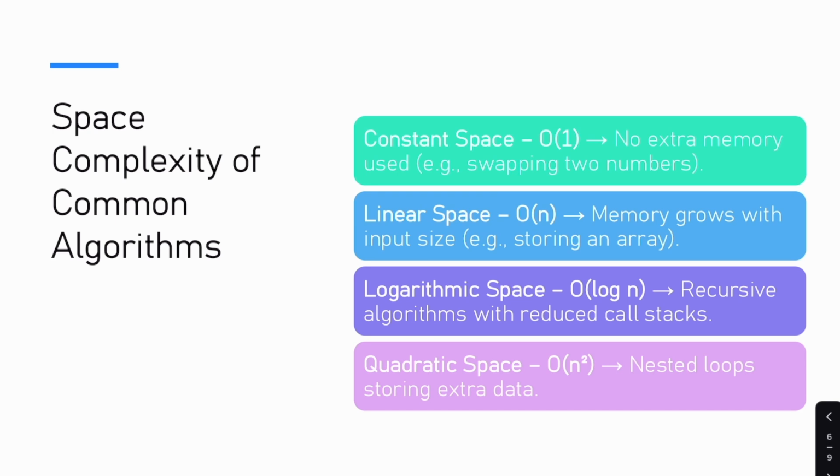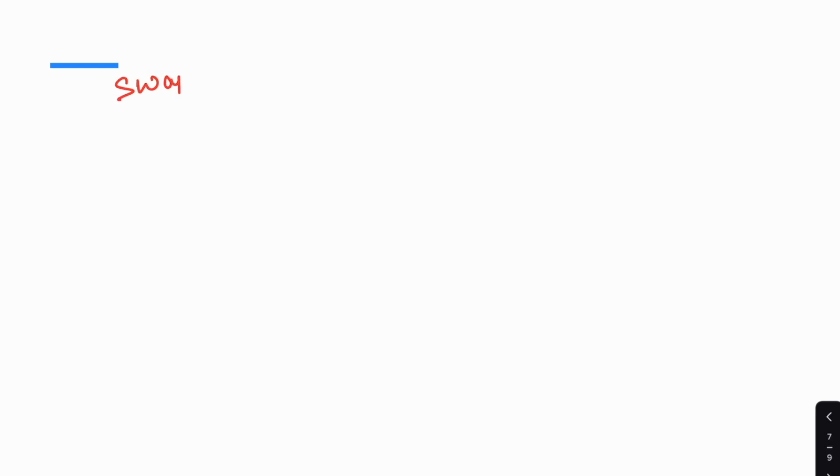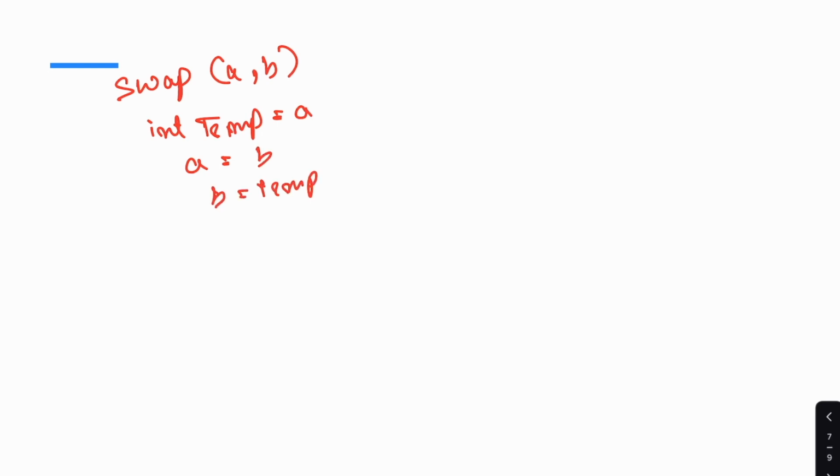First one is constant space. Constant space means it is going to use a fixed memory, independent of input size. However large the input is, the memory is going to be fixed. For example, when you want to swap two numbers, a and b, you take one temporary variable, temp, and do the swapping. Say a is equal to b, b is equal to temp. So this requires only one extra variable, that is O of 1 space. So the space complexity is going to be O of 1.